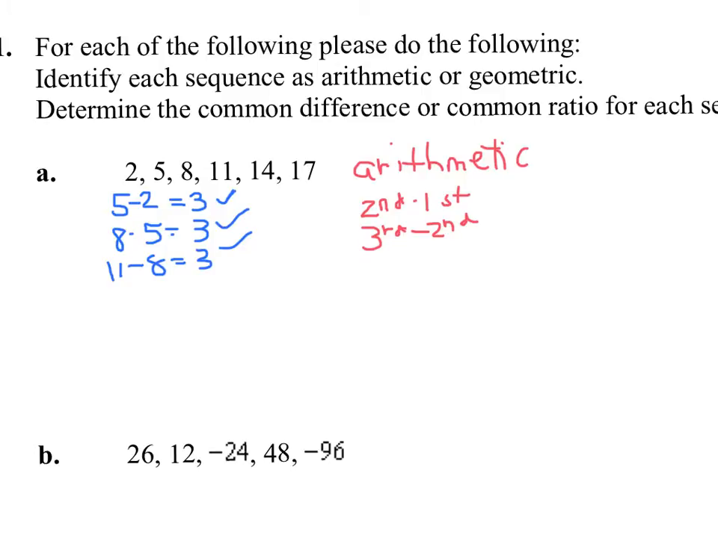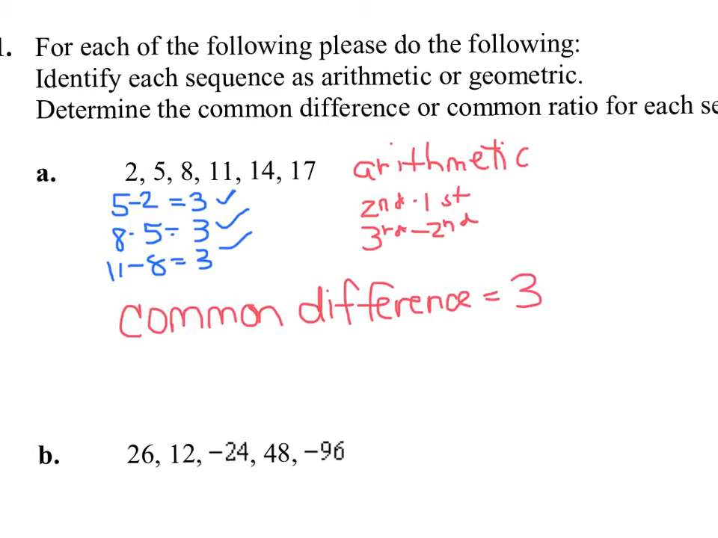And what does it mean? It means we have an arithmetic sequence. An arithmetic sequence means we're adding to get to the next term. And you can see we're increasing here, so that's why it's positive. So it says determine the common difference. Well, the common difference is going to be that 3. Okay, now the next one.